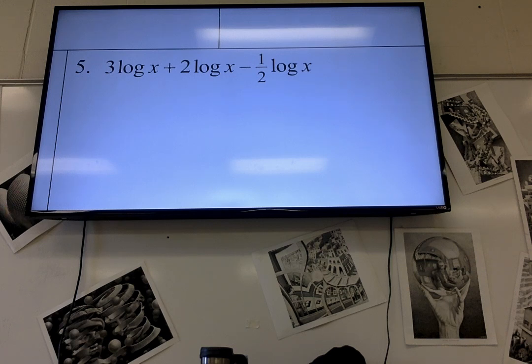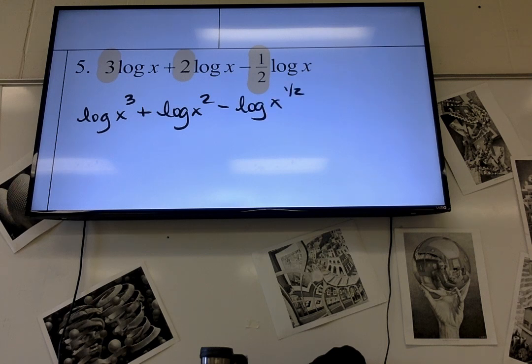First, you have to put the front numbers on the exponent. That's where I would start. Some of you may have started with adding and multiplying, and it would work. But if there's a number in front of the log, change it to a power. So that would become log of x cubed plus log of x squared minus log of x to the 1/2. Or if you had the square root of x, same thing.